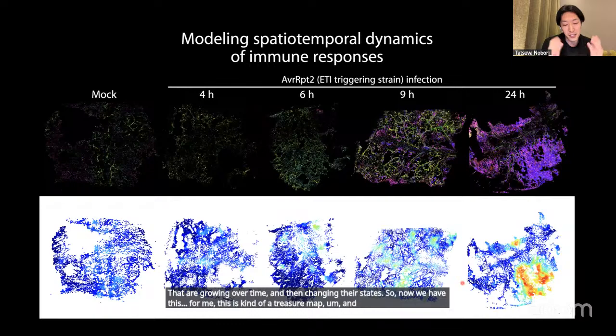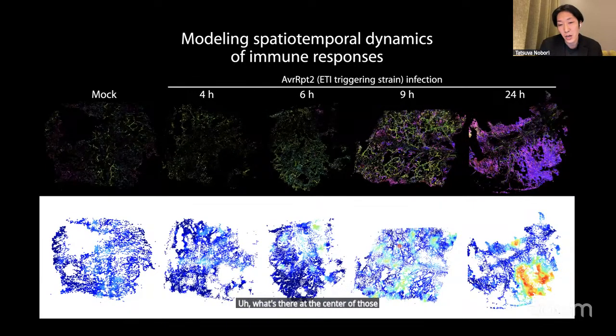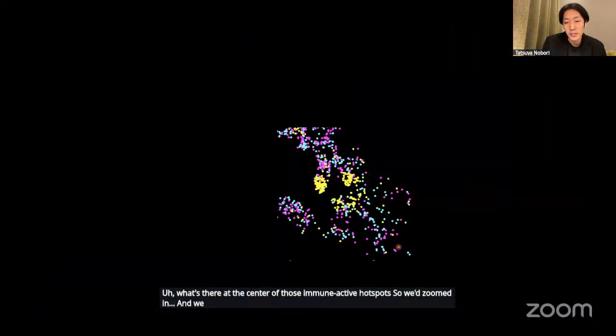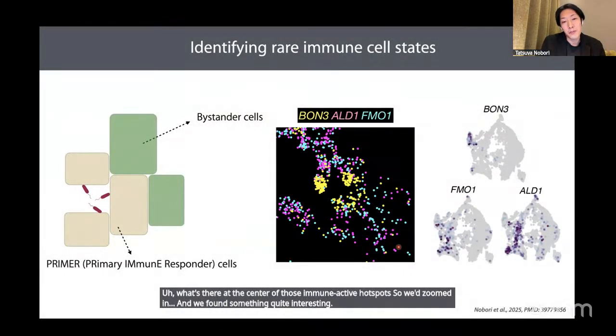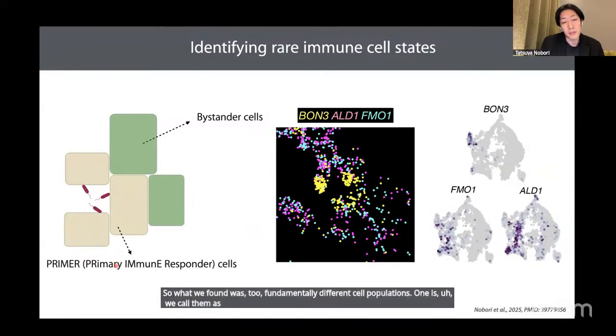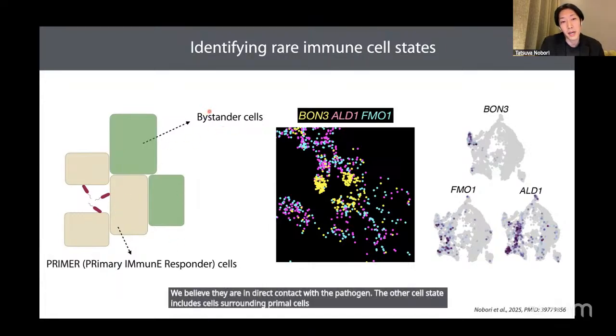And we wanted to really identify some novel biological mechanisms of plant immunity. So what we did was we focused on what's there at the center of those immune-active hotspots. So we zoomed in and we found something quite interesting. What we found was two fundamentally different cell populations. One we call primer cells, or primary immune responder cells. We believe they are in direct contact with the pathogen. The other cell state includes cells surrounding primer cells. We call them bystander cells.